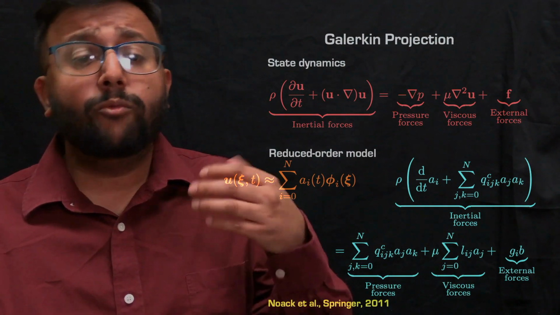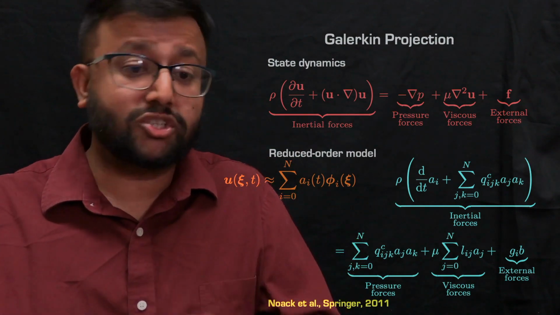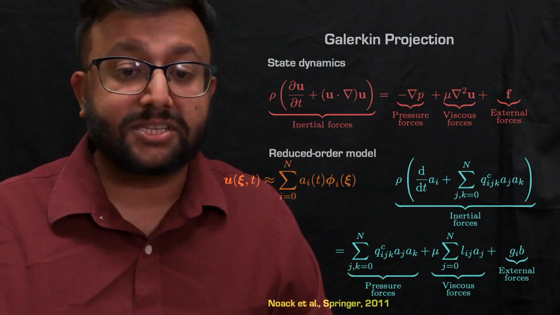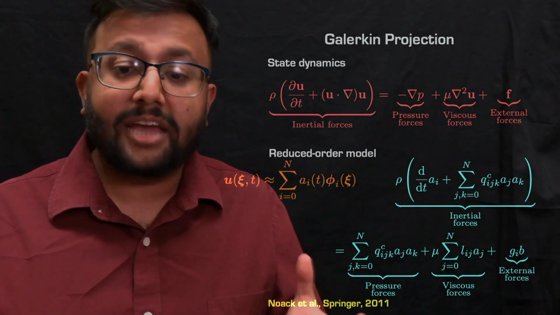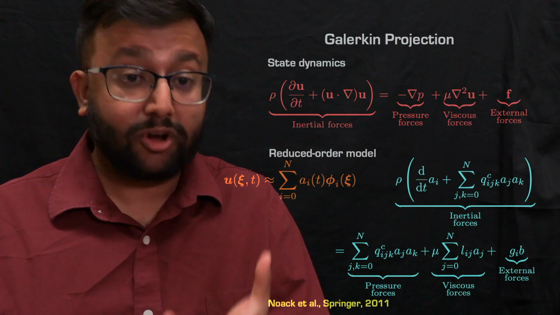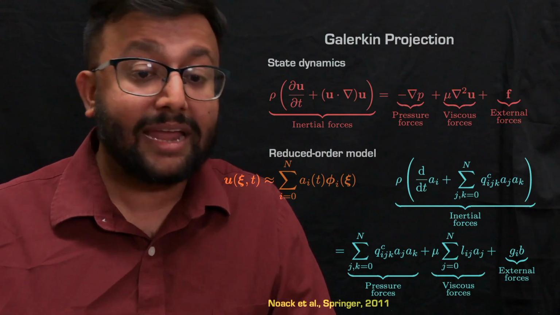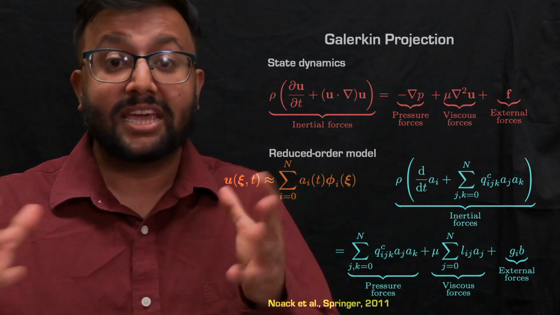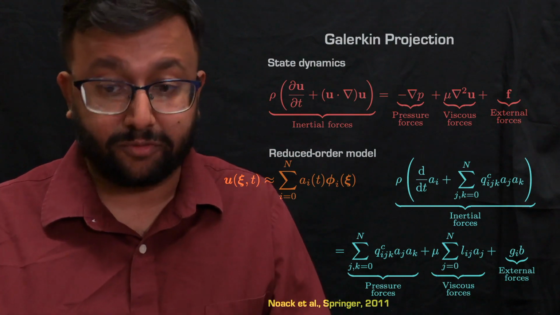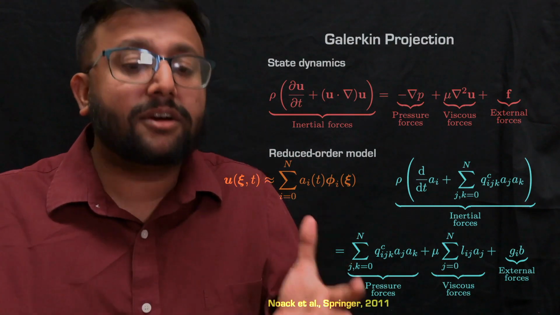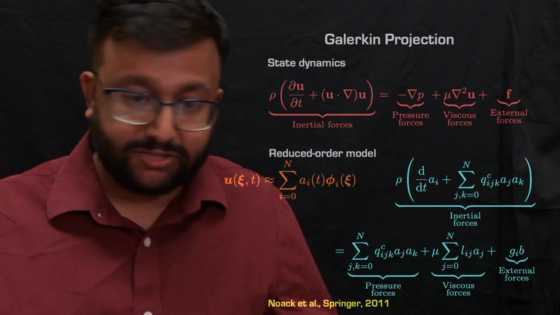So when we perform the Galerkin projection, we substitute this U into the state dynamics, and what we end up getting is some quadratic terms. You can see the quadratic terms come about in the inertial forces and the pressure forces. And you see linear terms appearing in the viscous forces term.